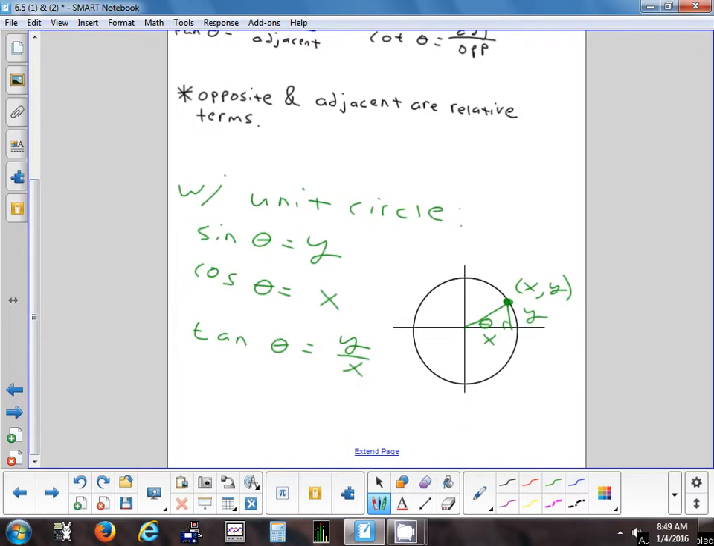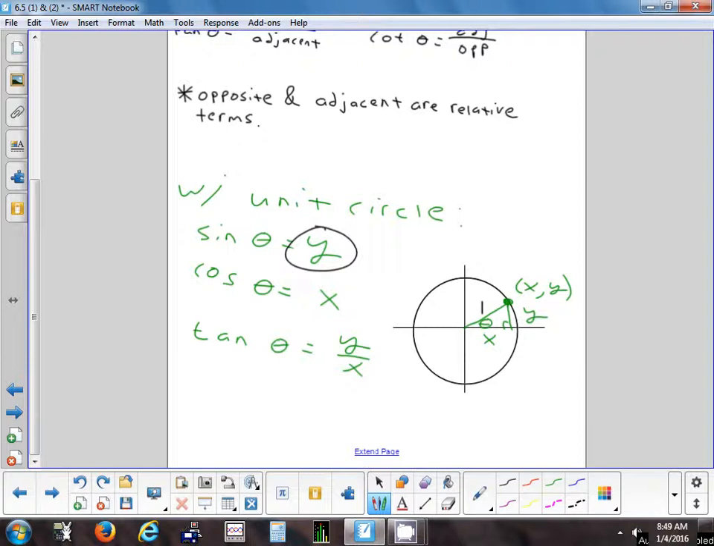Derek, sine is opposite over hypotenuse. What side is opposite theta here? Y. And do you remember how long the hypotenuse is in a unit circle? 1. And what's y divided by 1? Just y. So using opposite over hypotenuse, we get exactly what we did with unit circle trig. I just never explained it that way.